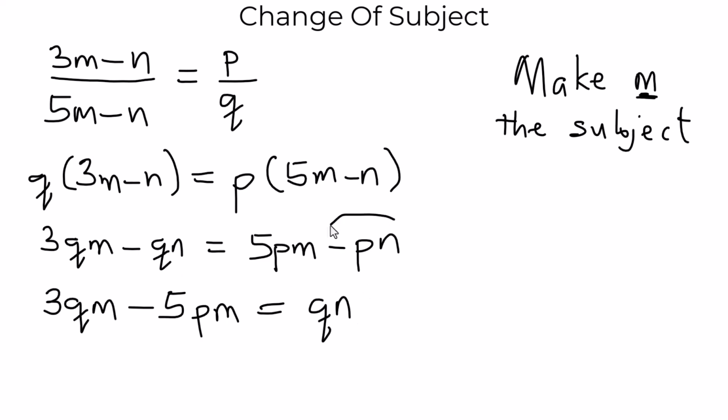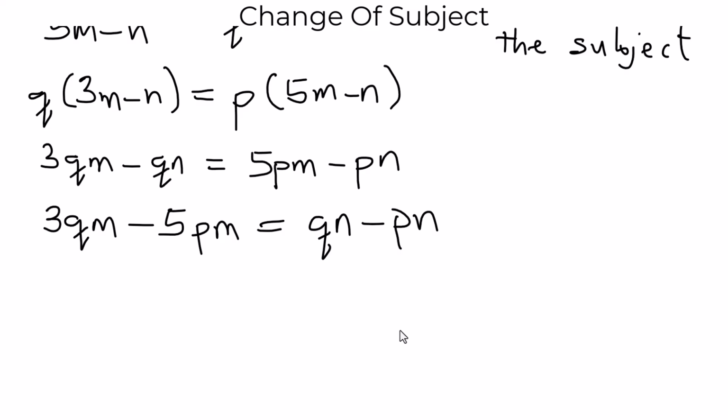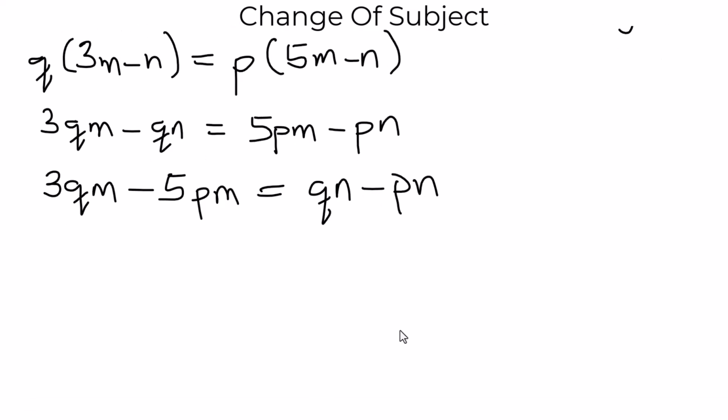So what do we have? We have PN over here. So now let's attack the PN minus PN. Good. Now let's scroll down so I have some space for writing. So we have this out down for us perfectly. So you have 3QM minus 5PM equal QN minus PN. So now we have M here and N here.